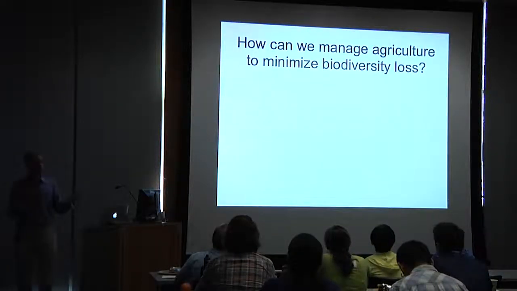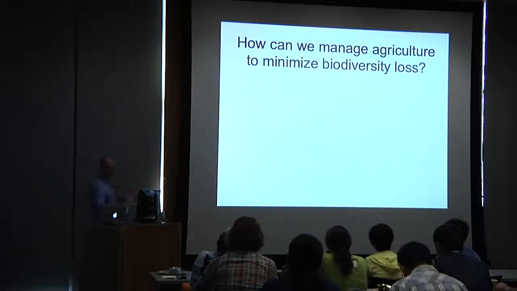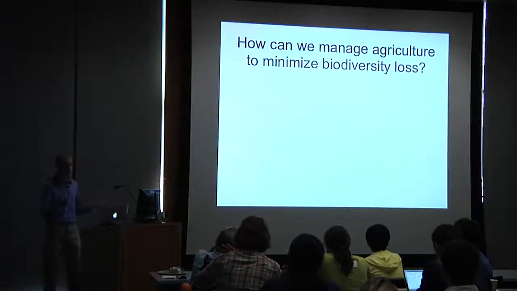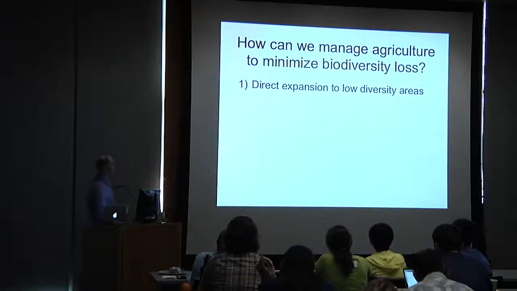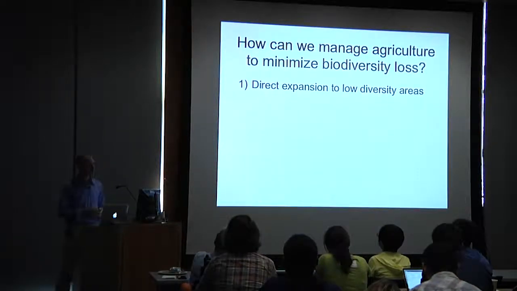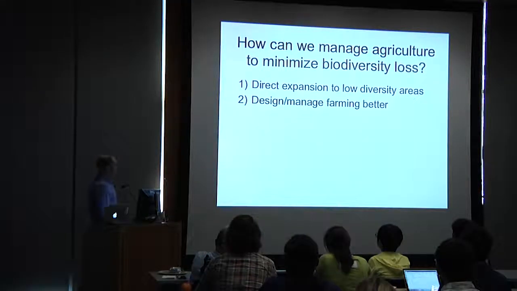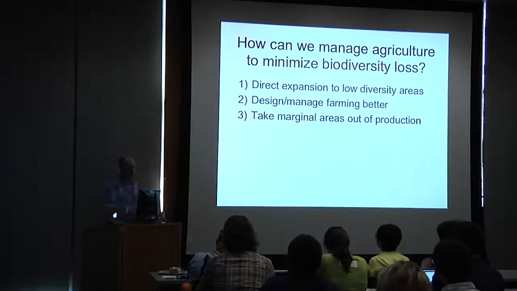So we're going to spend the rest of the talk focusing around this question: how can we manage farmland in the tropics to minimize biodiversity loss? There are many different ways, but I'm going to speak about three broad areas we've been focusing on in our research. The first, we could look to direct the expansion of crops to places where there is a low biodiversity value. We can try to design or manage our farming better. And we could look to take areas of marginal production, very low yielding areas, out of production to make more space for conservation.